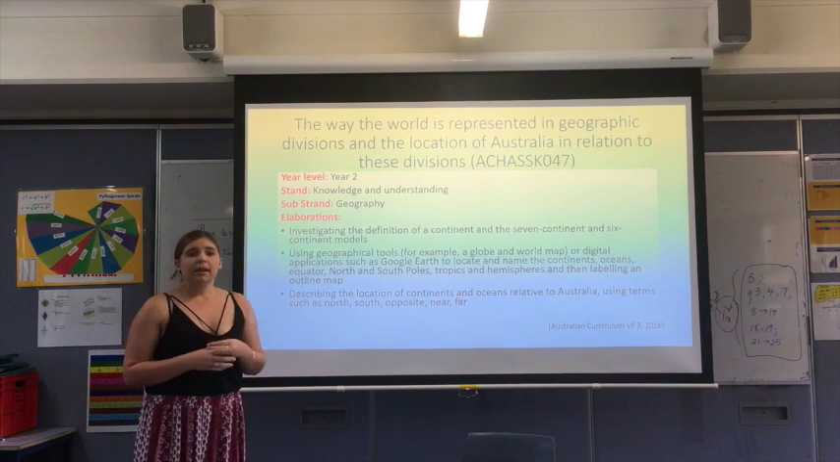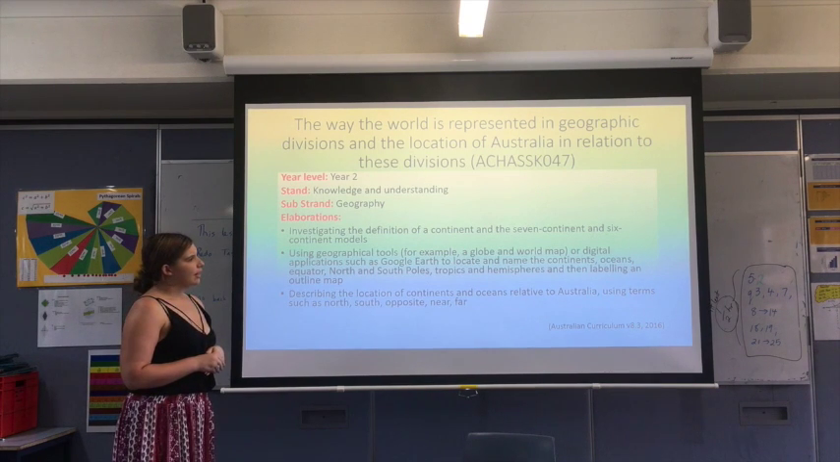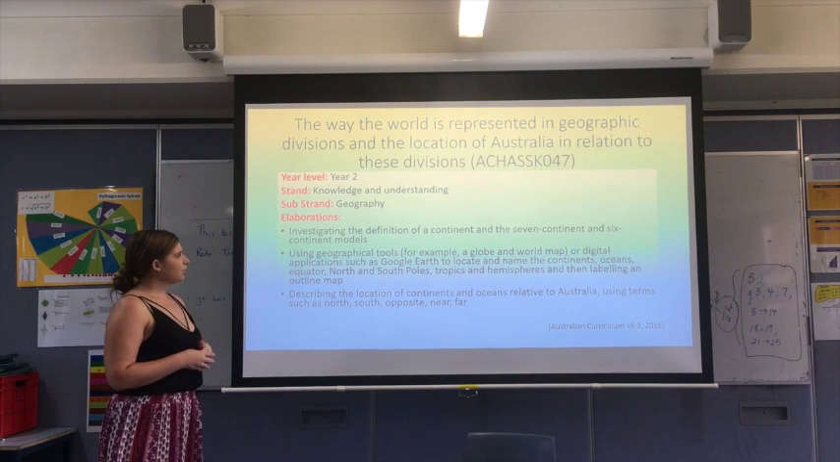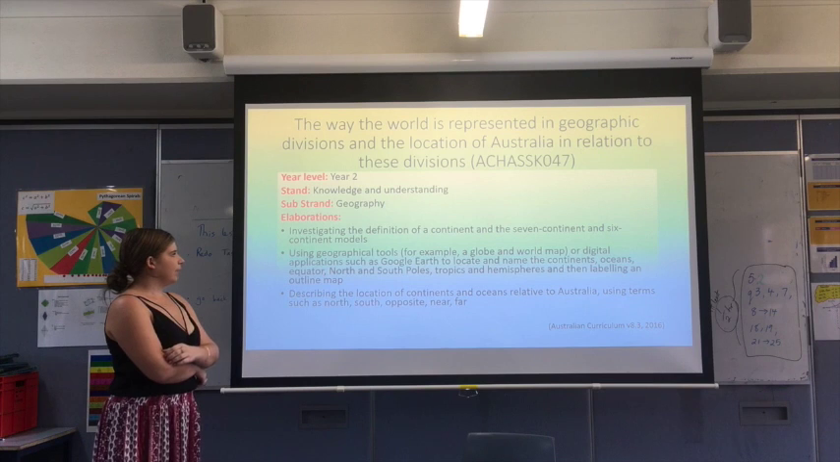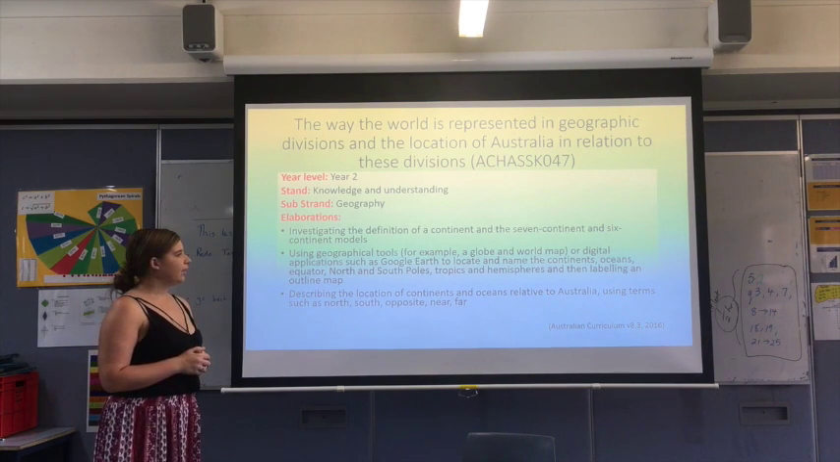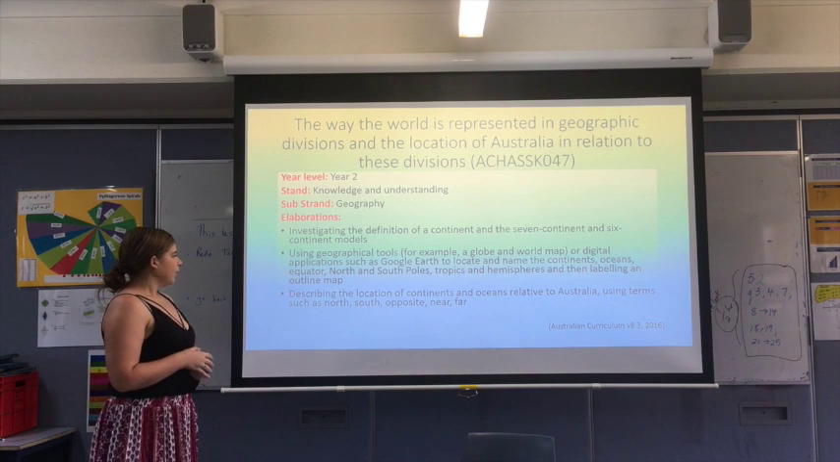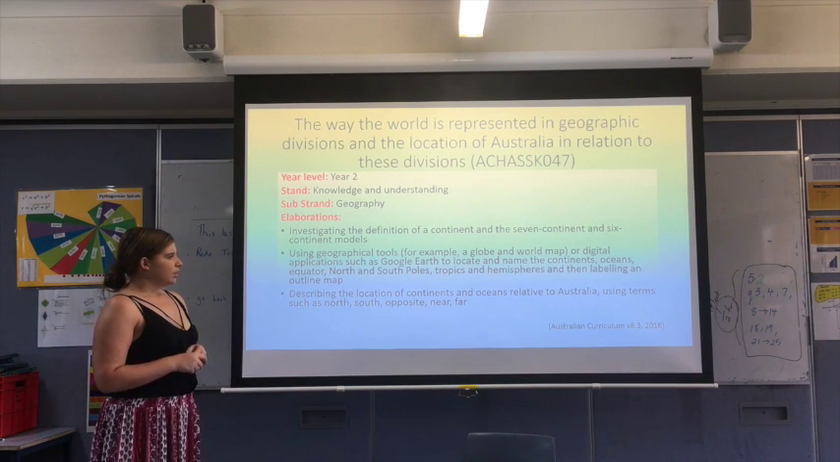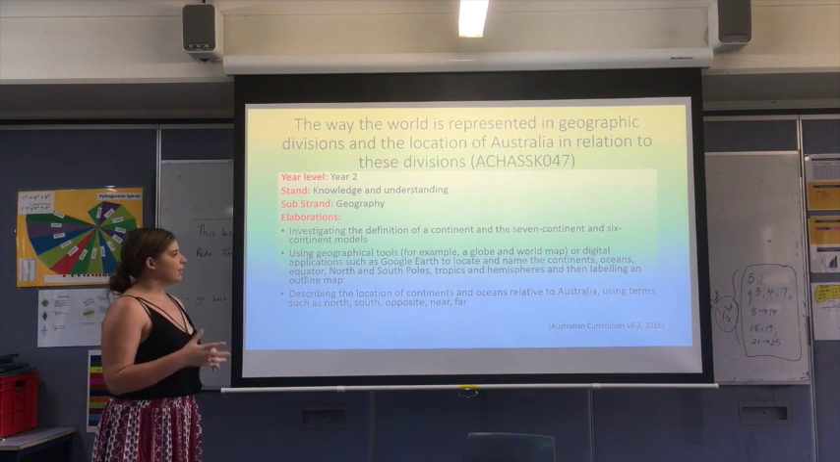This strand had 3 elaborations, which were investigating the definition of a continent in the 7 continents and 6 continent models. Using geographic tools, for example a globe or a world map, or digital applications such as Google Earth to locate and name these continents, oceans, equator, north or south poles, tropics and hemispheres, and then labelling them on an outline map. Describing the location of continents and oceans relative to Australia, and using terms such as north, south, opposite, near and far.